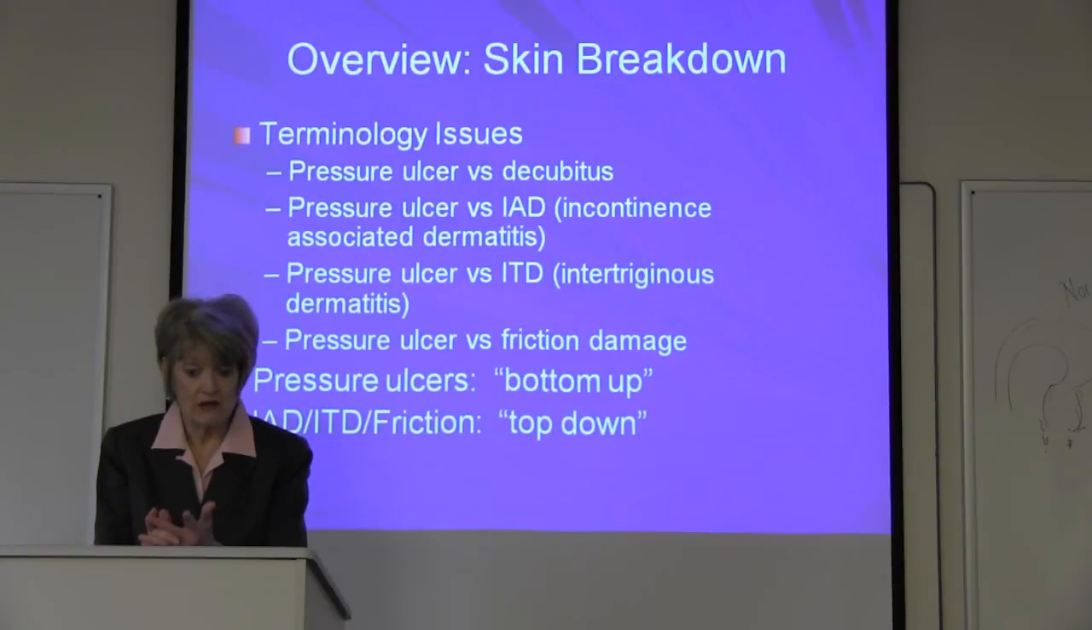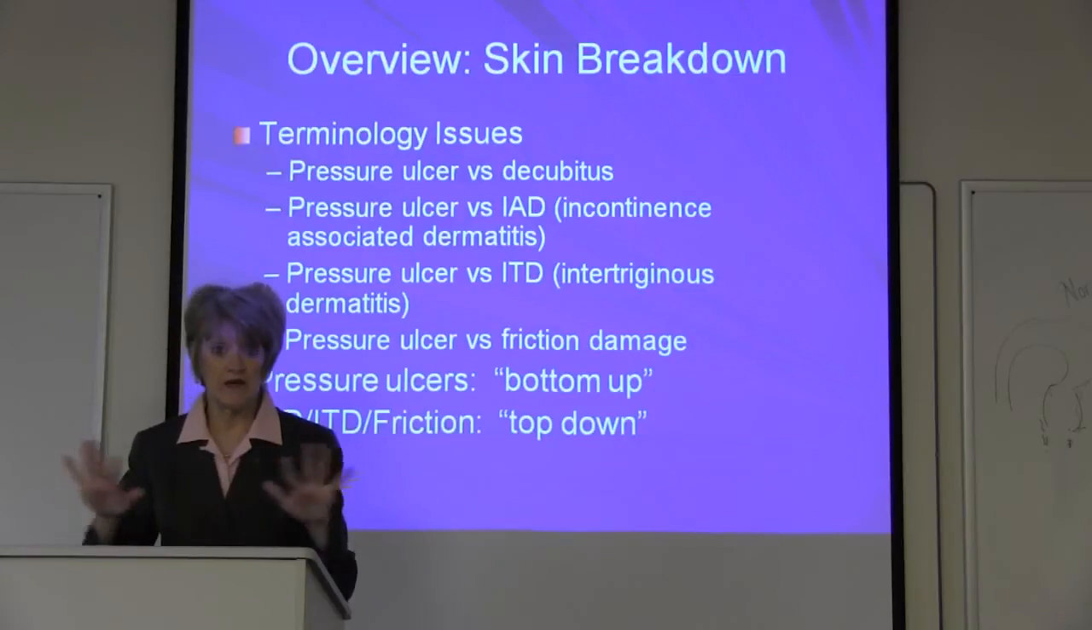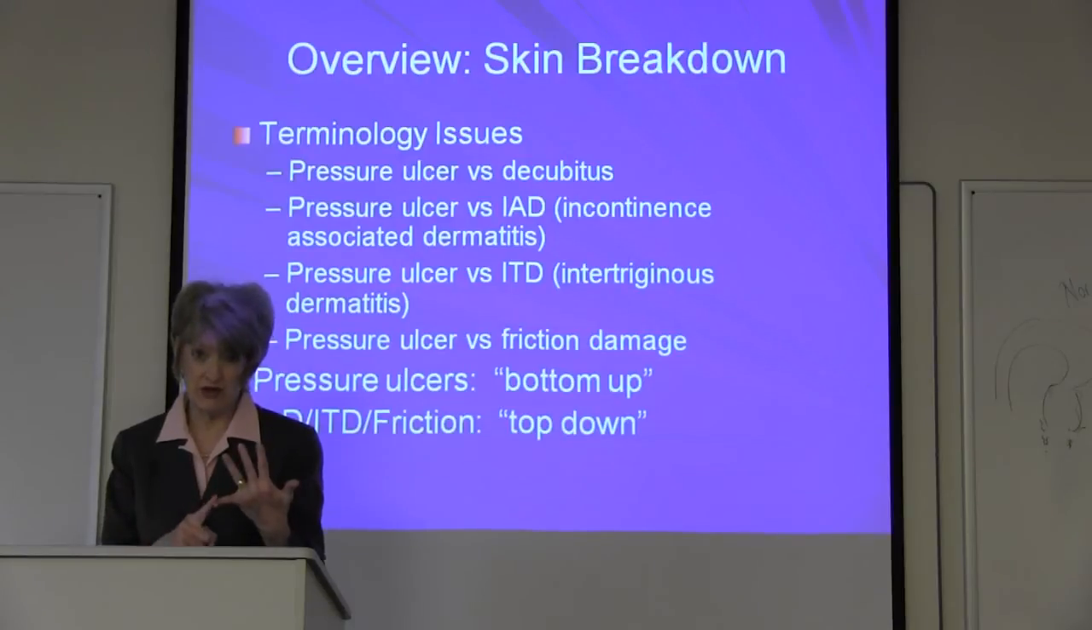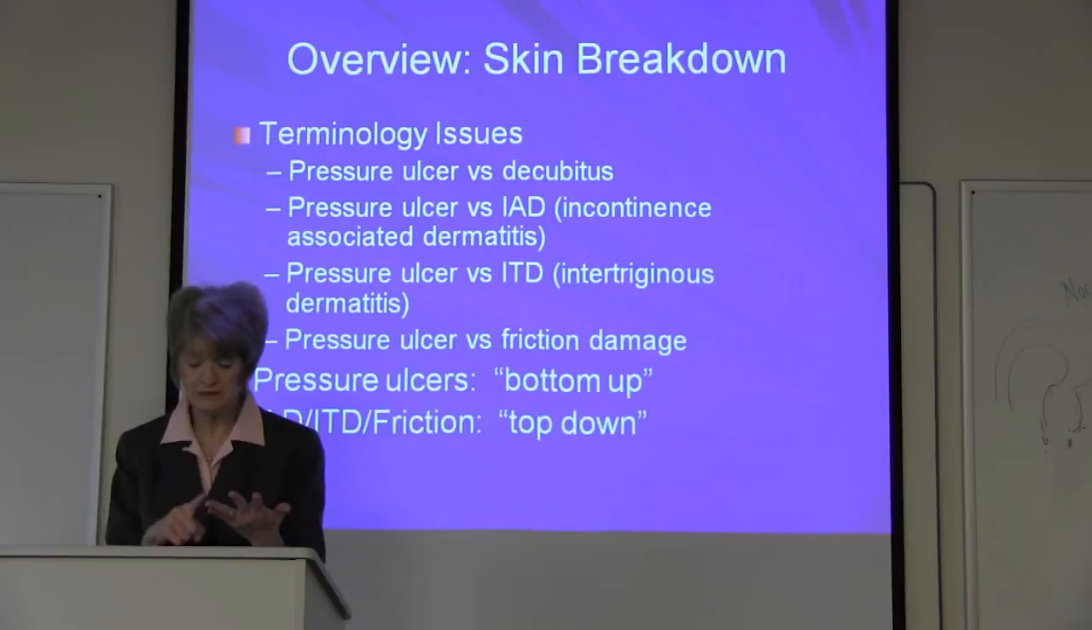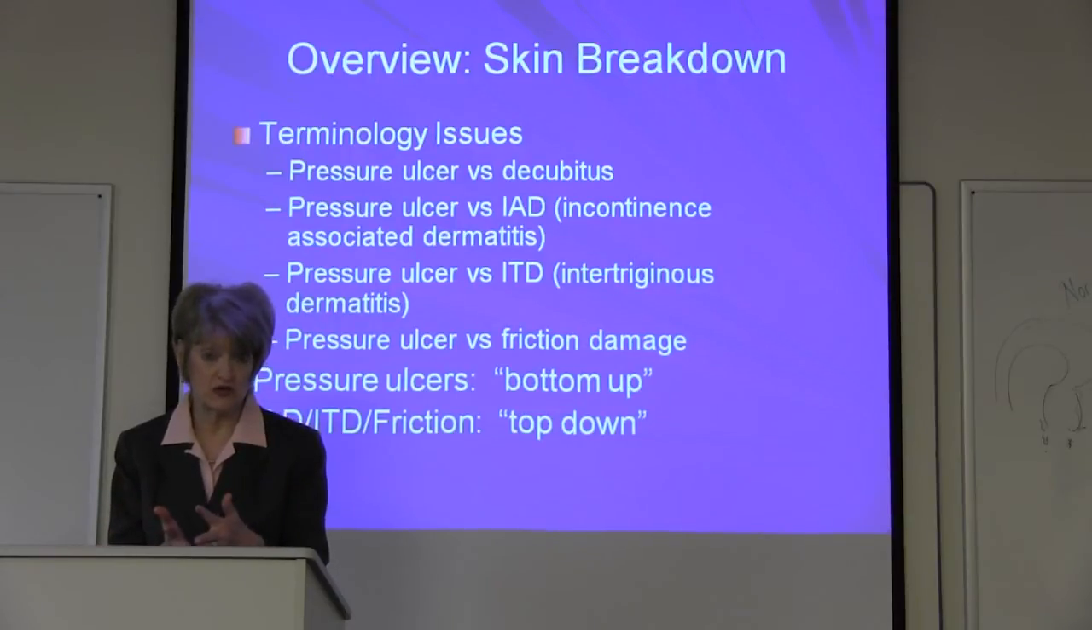But think about the impact if in my agency, everything that occurs in the trunk area is labeled pressure ulcer. So it might really be friction, but it's over the buttocks, so I call it a pressure ulcer. Maybe it's really intertriginous dermatitis occurring in the natal cleft, but it's in the trunk. I just label it a pressure ulcer. Incontinence-associated dermatitis, frequently labeled pressure ulcers.